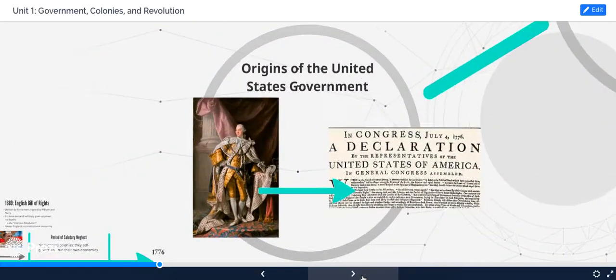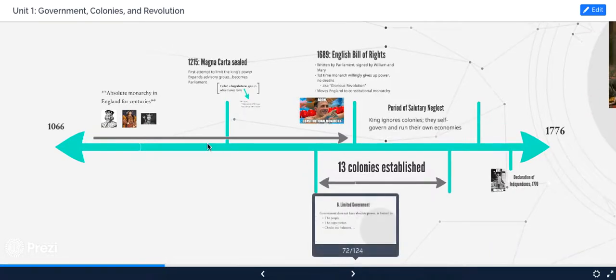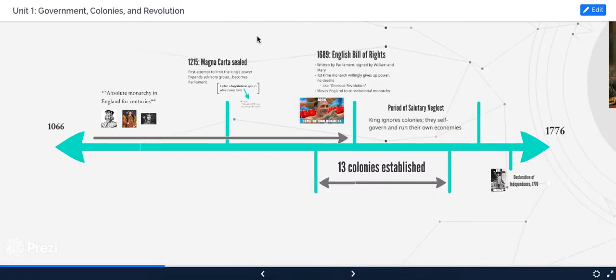All right, moving right along to origins of the United States government. Please note that the Magna Carta is the first attempt to limit the king's power. However, we know that the Magna Carta does not actually work, and it does not work because it is forced. Okay? The only one that actually works is the 1689 English Bill of Rights.